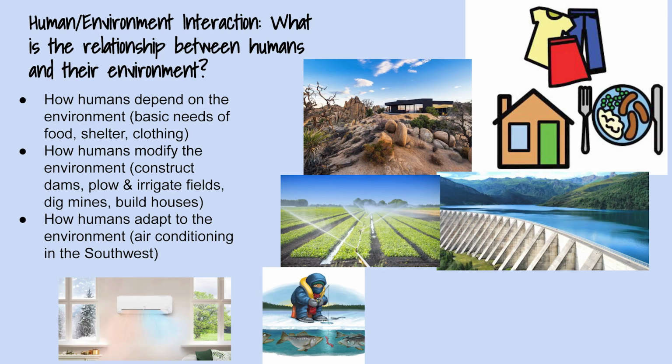Moving on to human-environment interaction, we will explore the relationship between humans and their surroundings using the academic vocab: depend, modify, and adapt. Humans depend on the environment for basic needs such as food, shelter, and clothing. We all know this. But humans modify the environment through activities like building dams, farming practices, mining, and urban development. Humans also adapt to environmental conditions by using air conditioners in hot climates or developing technologies for sustainable living.